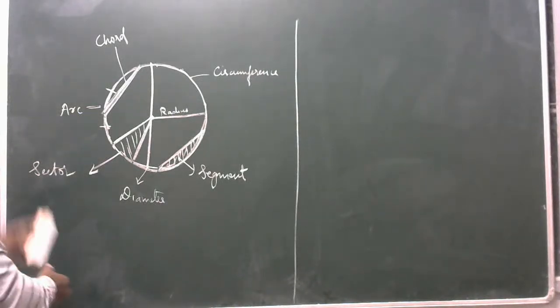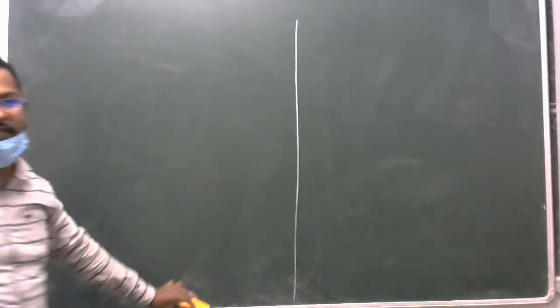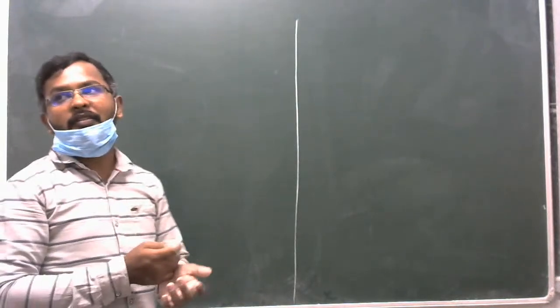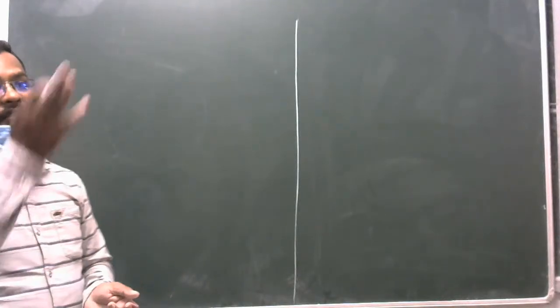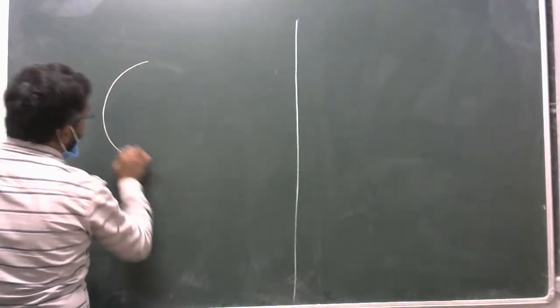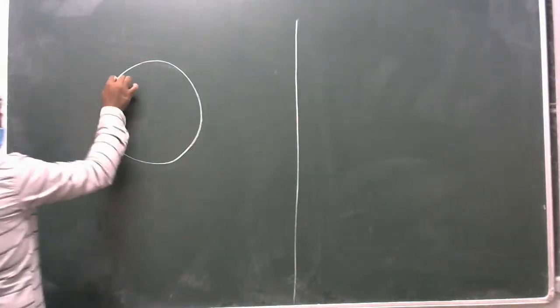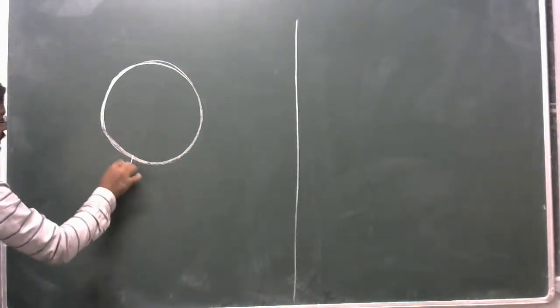So now we are not going to learn these things again, as you already learned them in your previous classes. Our main intention is the circumference of a circle and area of a circle. So what do you mean by circumference of a circle? Yes. The line which forms the circle, the outer boundary of a circle, is known as circumference. Okay, very good.